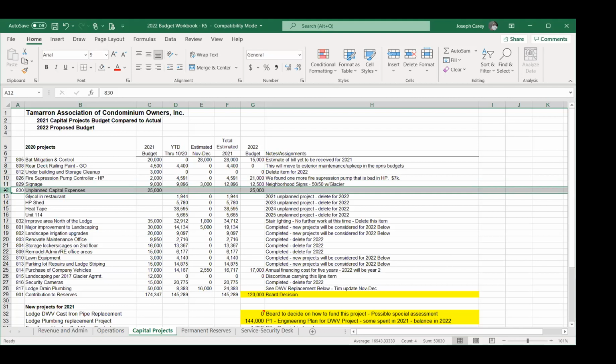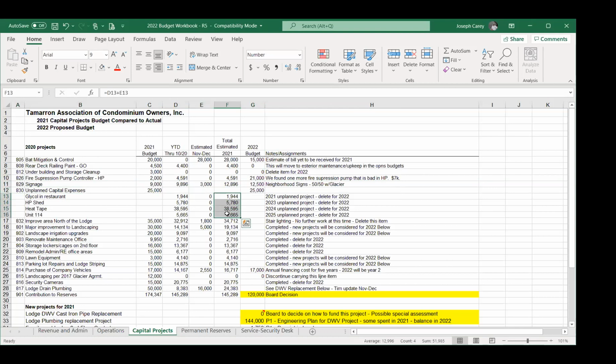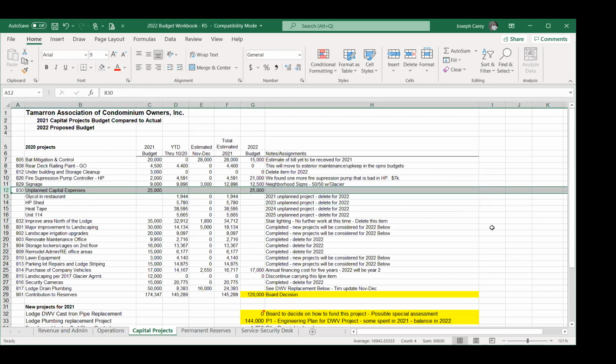Unplanned capital expenses, most years we've been able to keep it at this number. We blew way past it, spent almost $52,000 this year on these unplanned projects. No reason to think we'll do that again next year. Most normal years, we've kept it pretty well under control. We're always going to have things that we don't know about today that come up next summer, and we have to spend money on. That's why we put this unplanned capital expense budget in here.